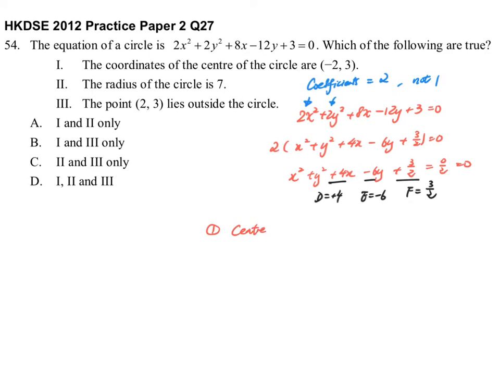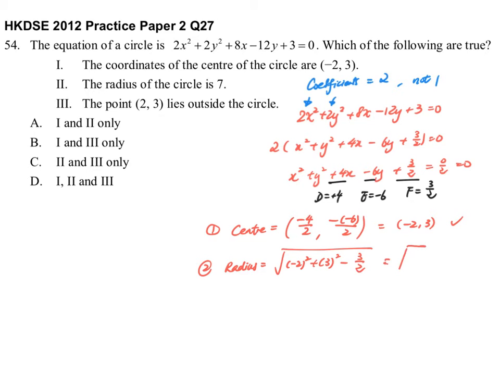Statement 1. To find the center, we put d is positive 4, e is negative 6. We have negative 2, 3. So statement 1 is correct. Statement 2. To find the radius, we put h is negative 2, k is 3, and f is 3 over 2. We get square root 11.5. It is about 3.39, not 7, so statement 2 is wrong.